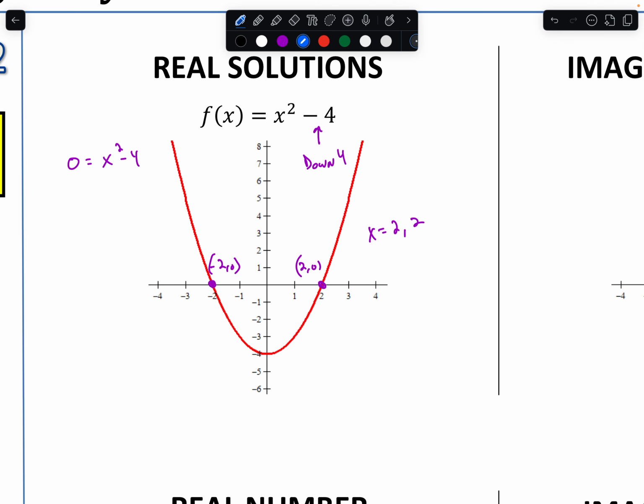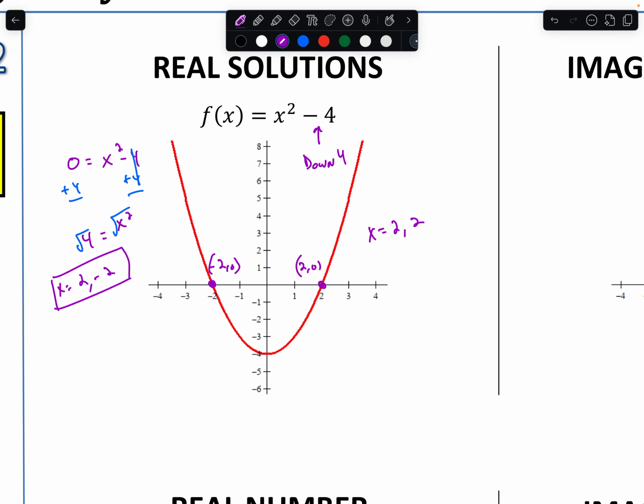We could factor it, of course, but we're going to do some isolate the variable stuff here. So if I add 4 on both sides, I'm left with x squared equals 4. Then if we square root both sides, no problem. We can square root that 4 and we get 2 or negative 2. And that's what x is equal to.